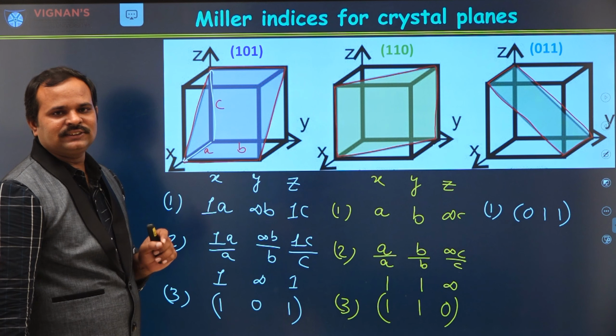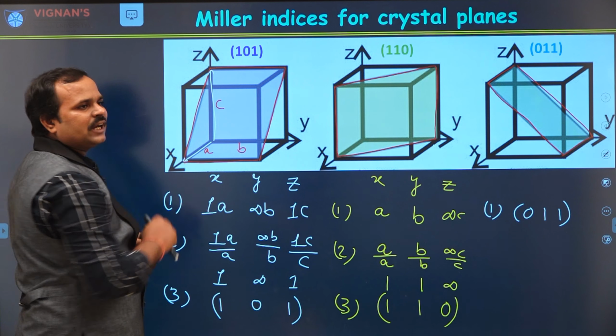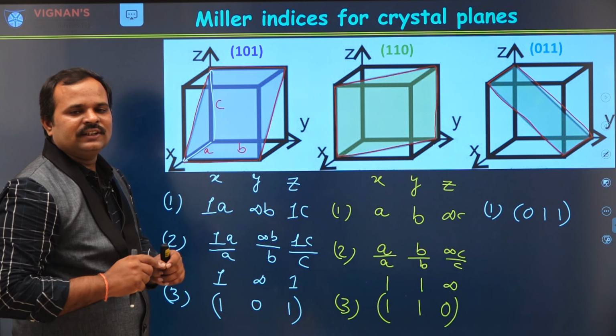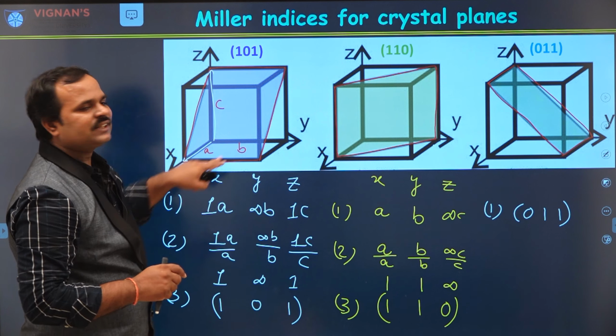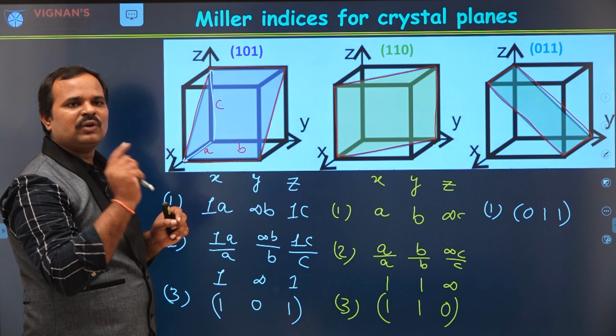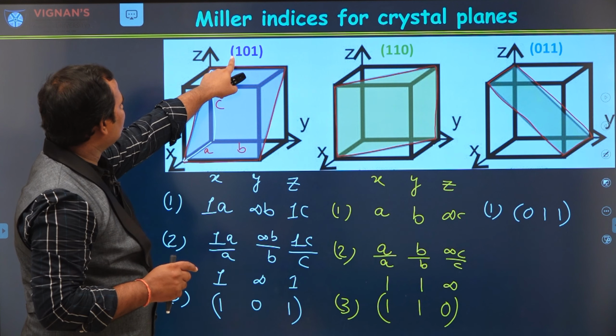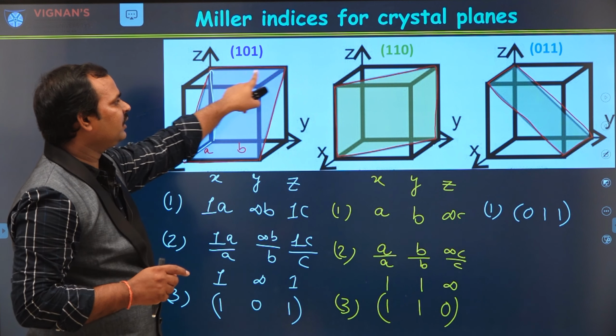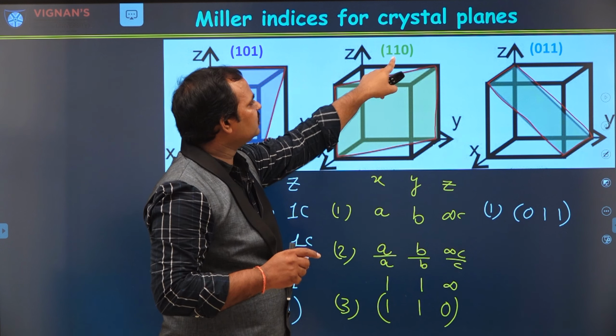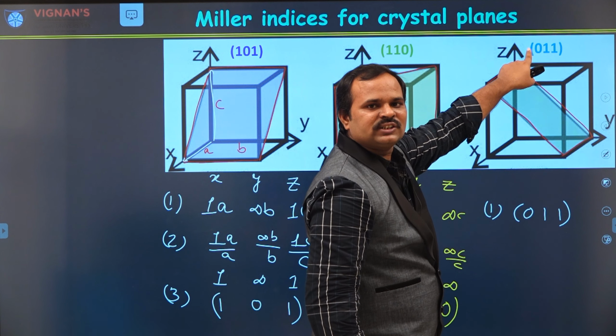In all these cases, you can see two intercepts are present and one is infinity. That means these planes have two intercepts and one is 0. In all these cases, you can see (1 0 1), that means two intercepts are there. Here also two intercepts (1 1 0), and here also two intercepts (0 1 1).